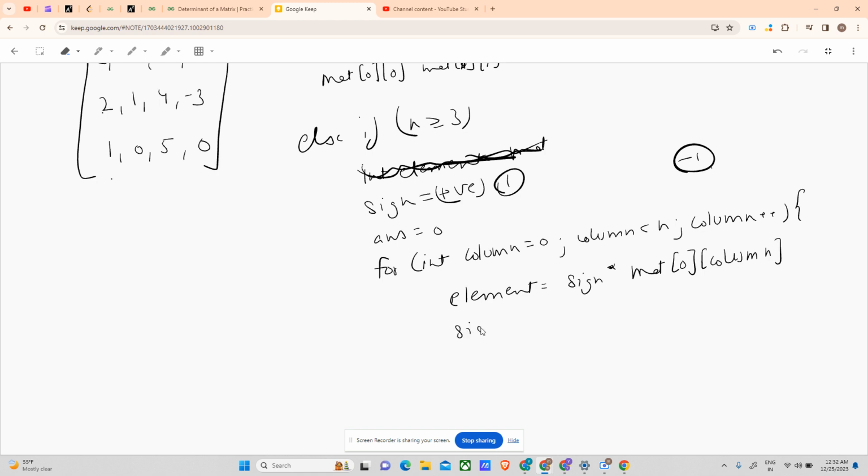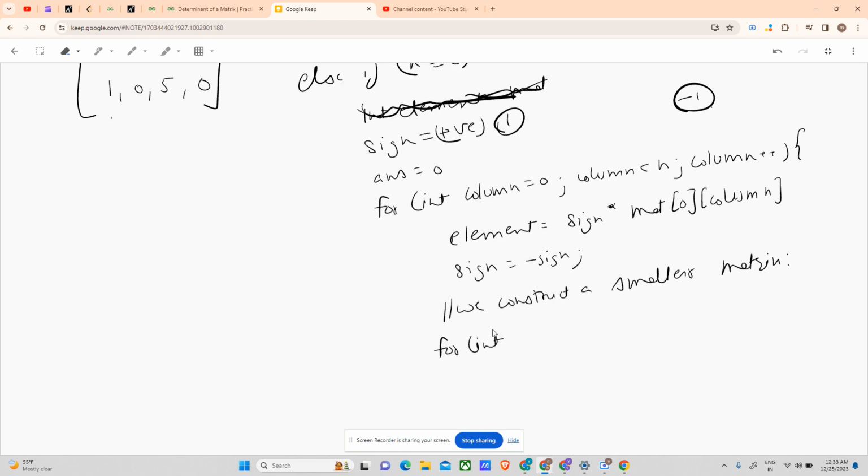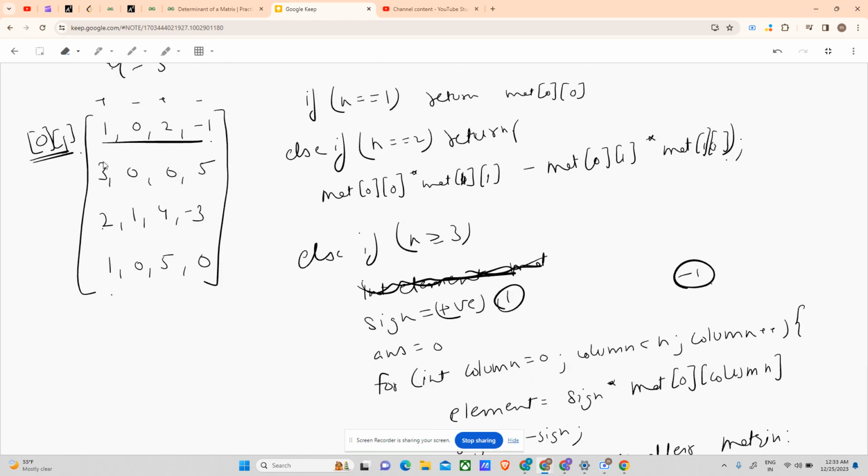Okay, then the sign becomes minus sign for the next traversal. Then we construct a smaller matrix. How? In the following way. To construct a smaller matrix, we have to consider only these values. For this one, leaving this row, for this one leaving this column, for this one leaving this column.